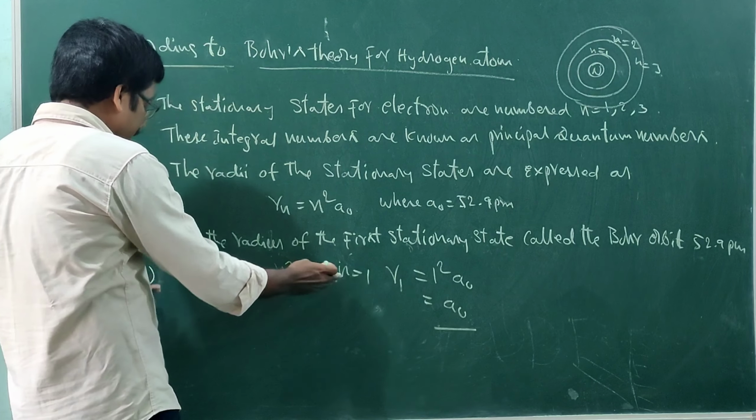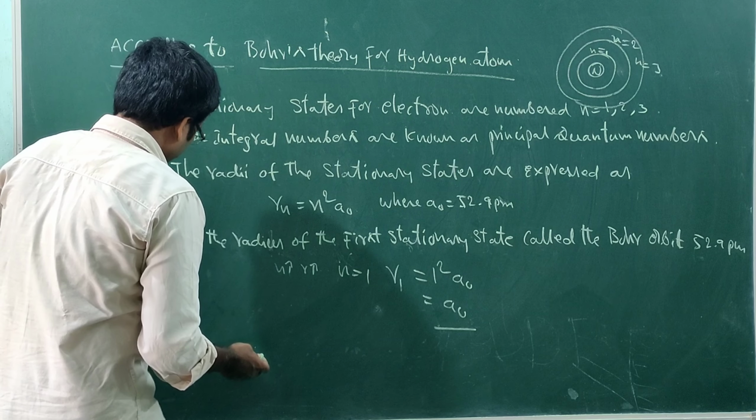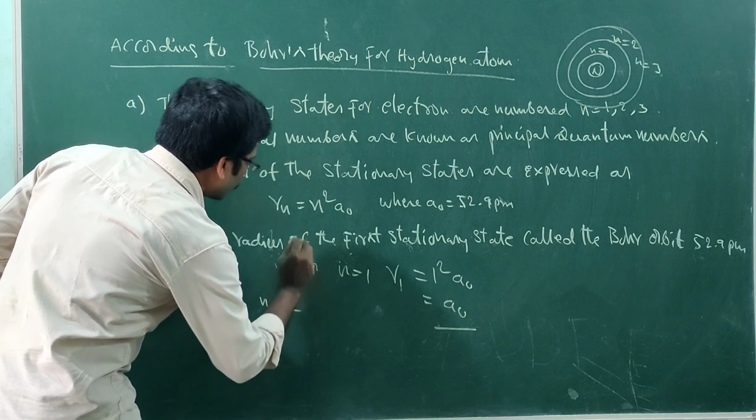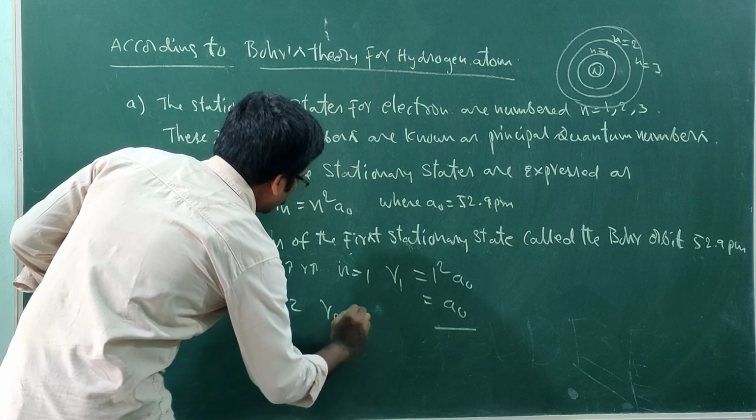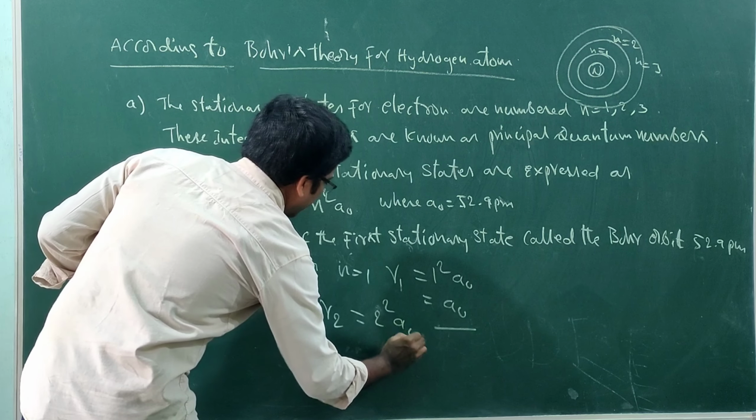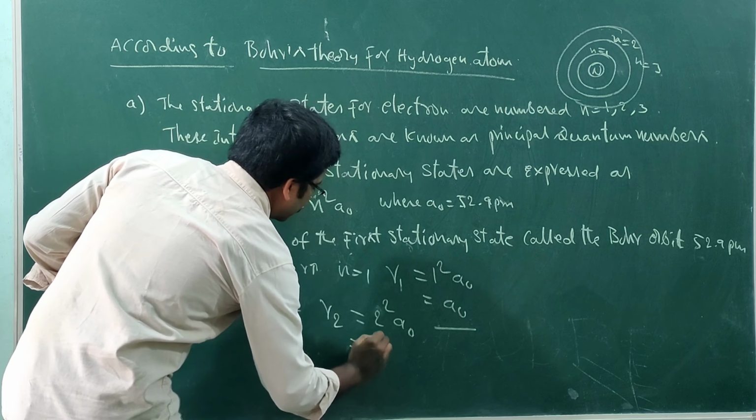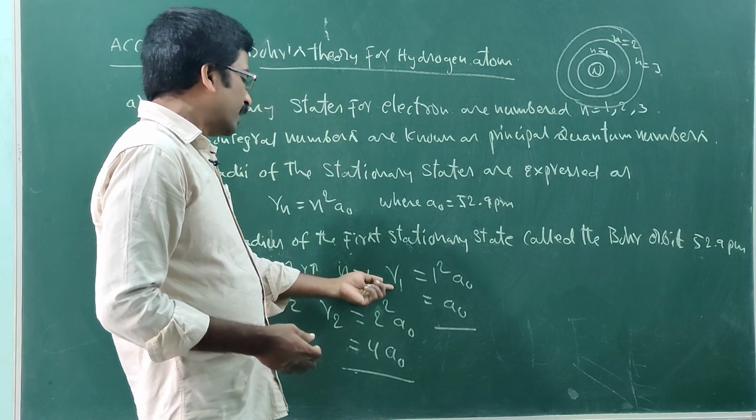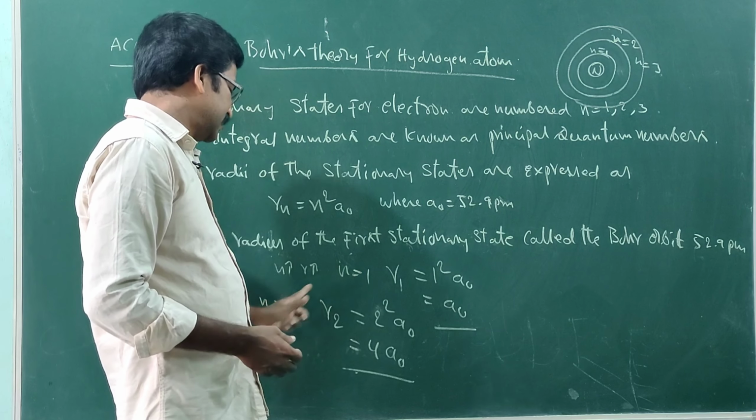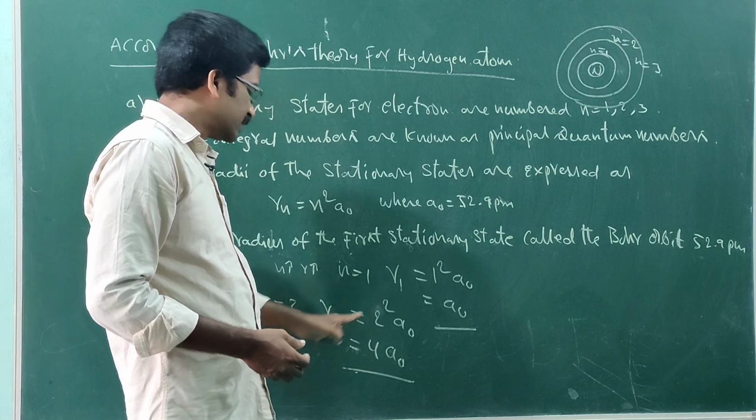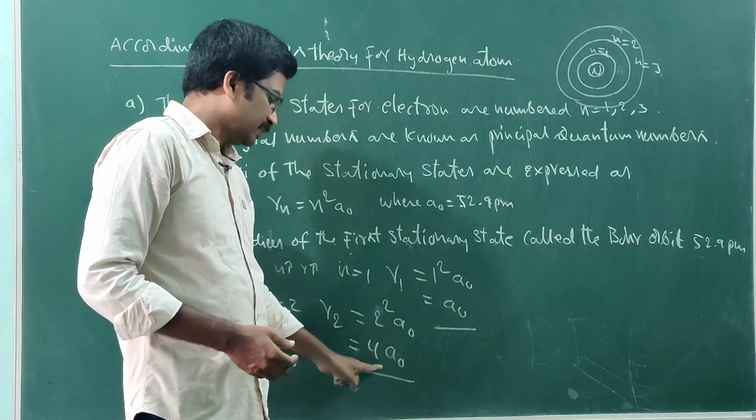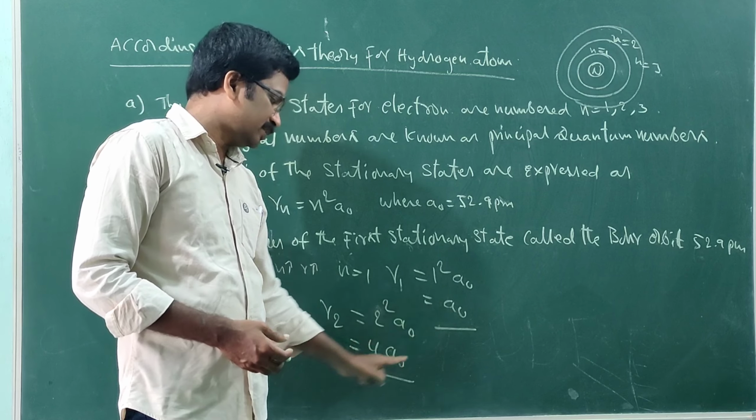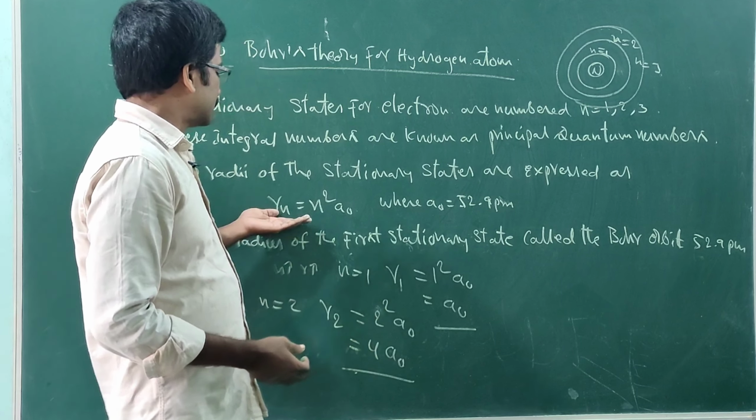Next, for n is equal to 1, the value is like this. What about n is equal to 2? Rn value is R2, equal to 2 square A naught, which means 4 A naught. R2 is 4 A naught. So, what did we observe from these points? As the n value increases, the radius also increases. Here A naught, and here 4 A naught. This is also mentioned here.